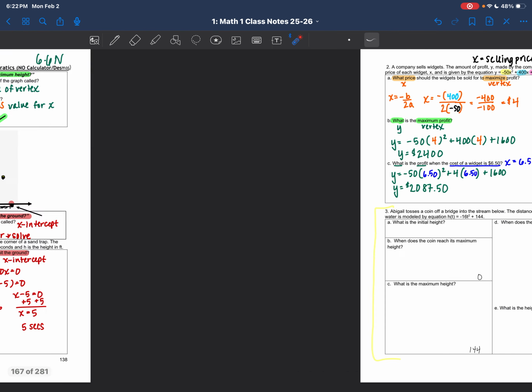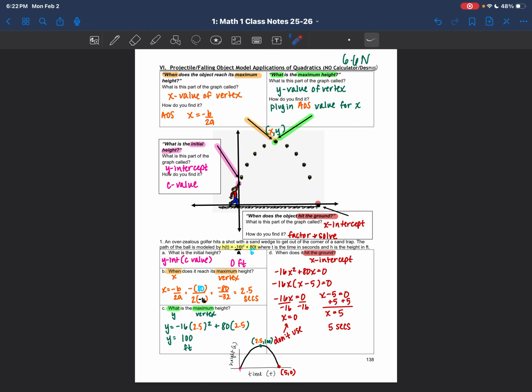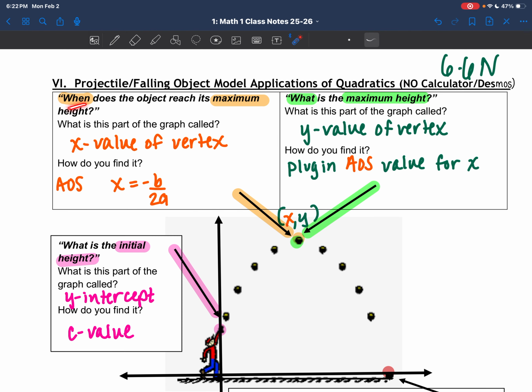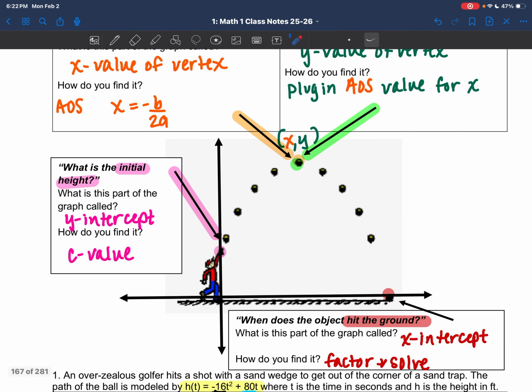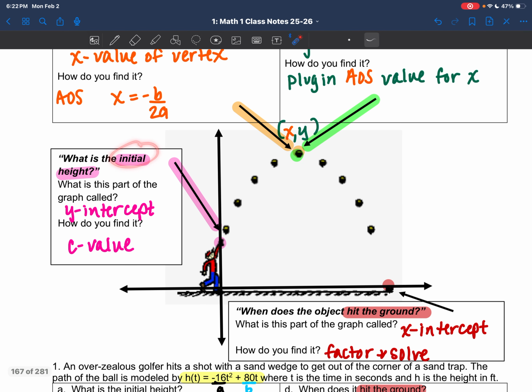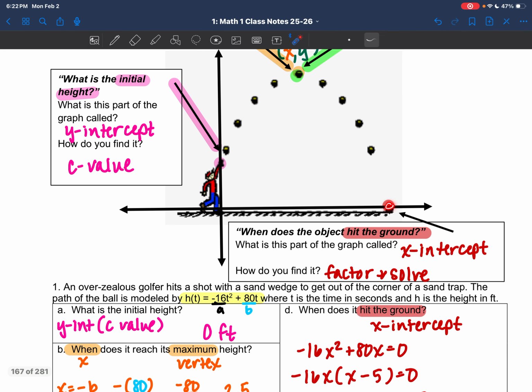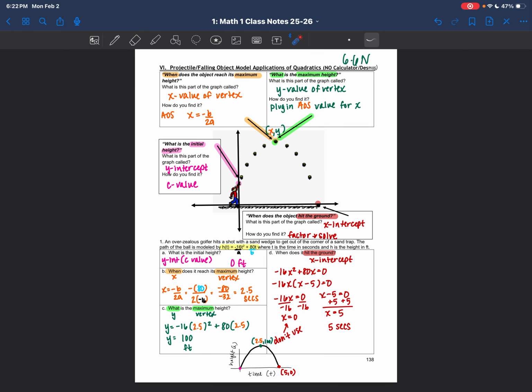All right, and so the biggest thing when you're doing this is it says when and maximum, that's your X value for your vertex. If it says what maximum, that's going to be your Y of your vertex. Initial height is your Y-intercept. And then whenever it hits the ground is your X-intercept. Once you understand those, the rest is just following through what we've done before.